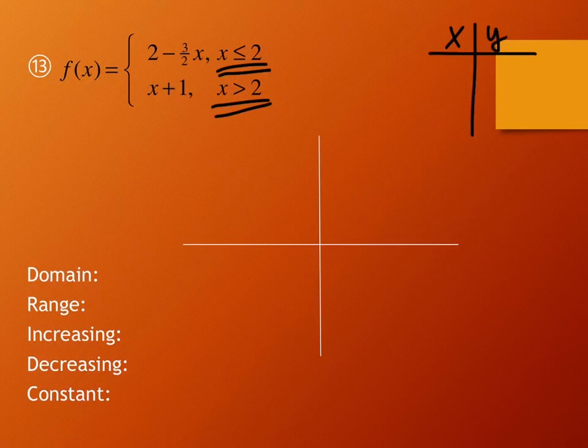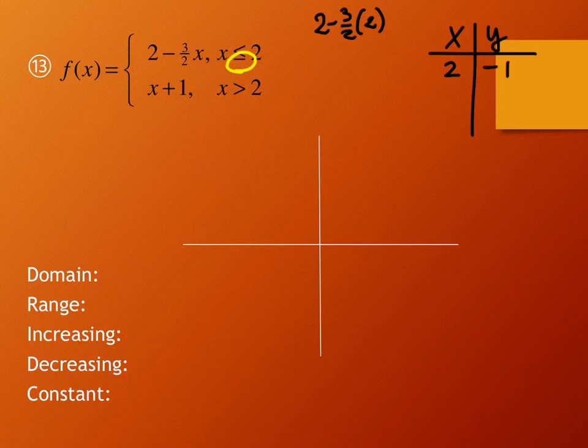I need x values that are in and around the x value of 2. If I pick the x value of 2, which equation do I need to plug it into? The top one or the bottom one? The top one. And how do I know? Because it has the less than or equal to part of it, right? So if I plug in the 2 into the top equation, I'd have 2 minus 3/2 times 2. What's 3/2 times 2? 3. And 2 minus 3 would be -1.